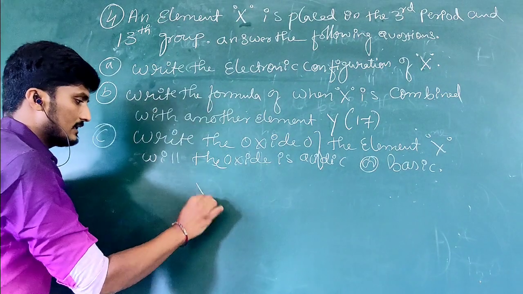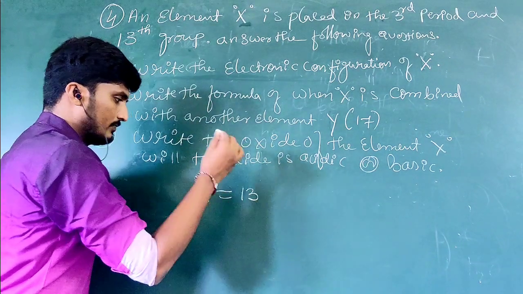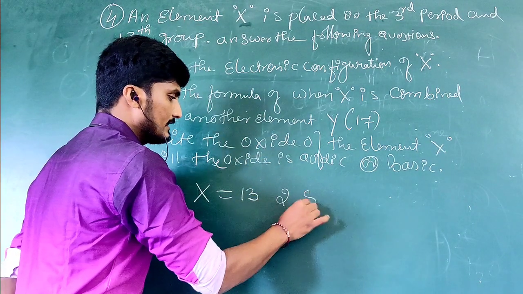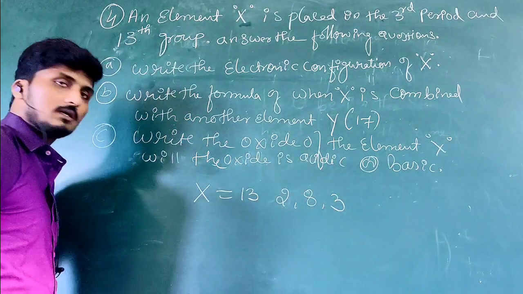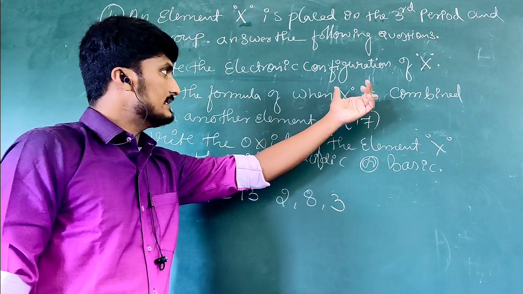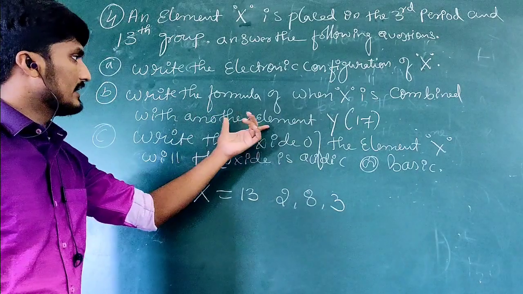So the atomic number of X is 13 now. Okay, what you have to do? Electronic configuration you have to write. So 2, 8, 3. Clear? So next question is write the formula of when X is combined with another element Y.